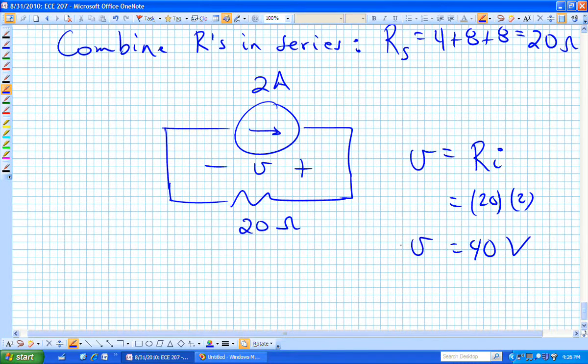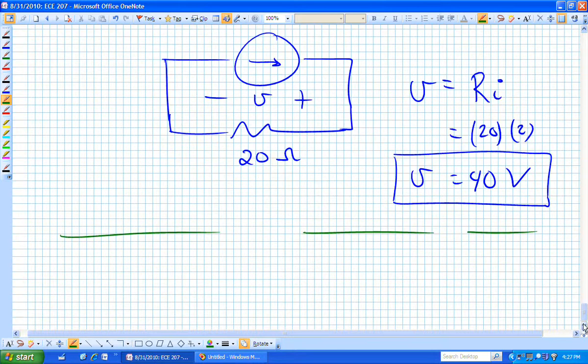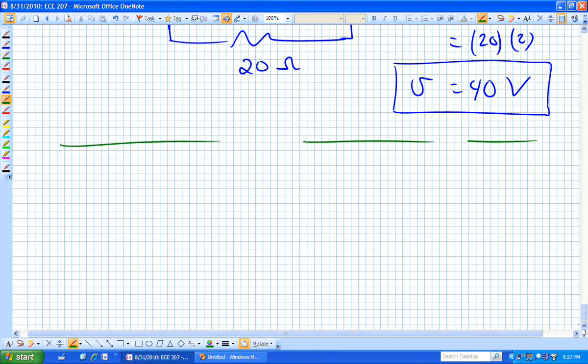V, one of the unknowns that we were asked to find, is 40 volts. Now we can expand from that to try to find the currents on either side. The right side was I sub 2, the left side was I sub 1, I believe. But to find those, it'd be nice if we knew the voltage drop across those two resistors on either side. If we know the voltage drop out there, then we can find the current for either of those resistors.